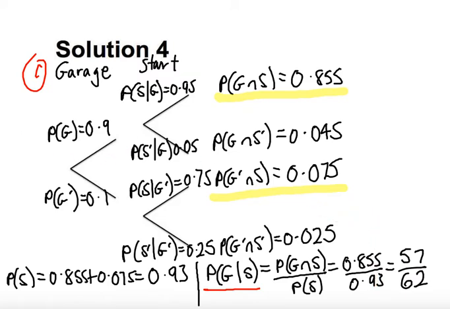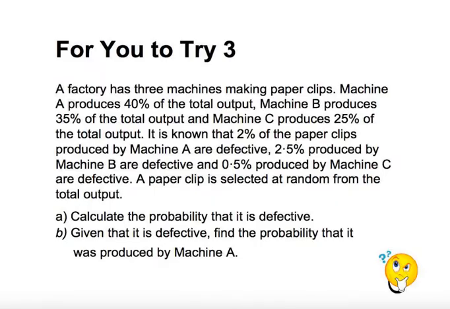Okay, well I hope that all made sense because it's now time for you to try one. A factory has 3 machines making paper clips. Machine A produces 40% of the total output, machine B produces 35% of the total output, and machine C produces 25% of the total output. It is known that 2% of the paper clips produced by machine A are defective, 2.5% produced by machine B are defective, and 0.5% produced by machine C are defective.